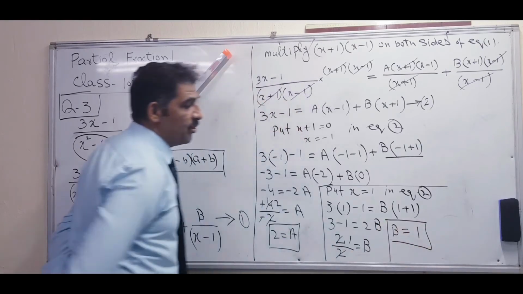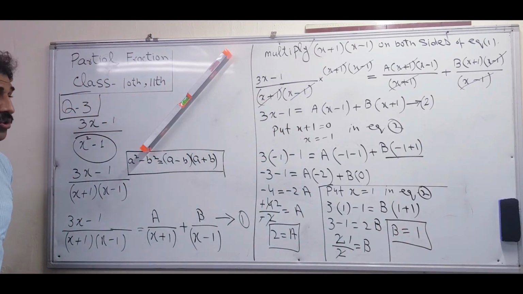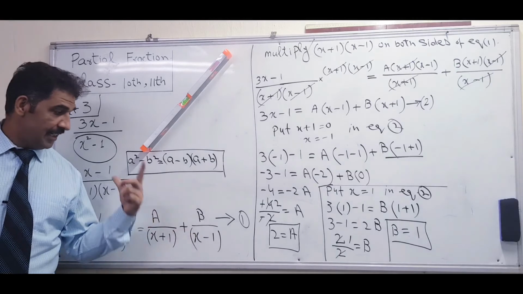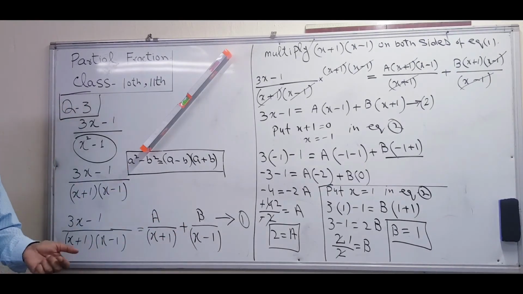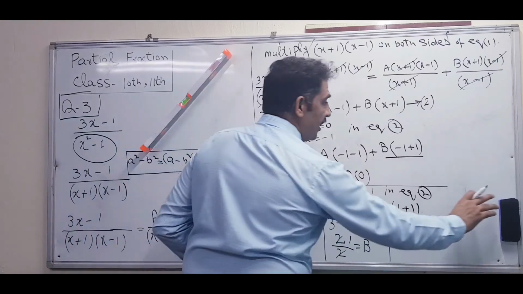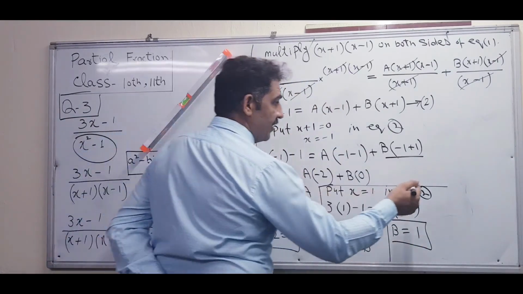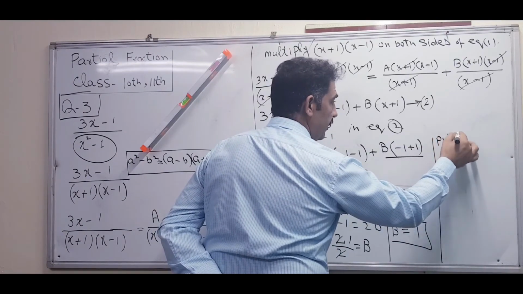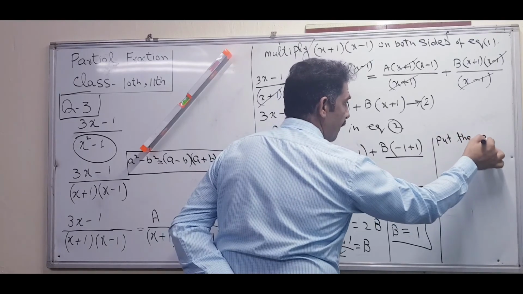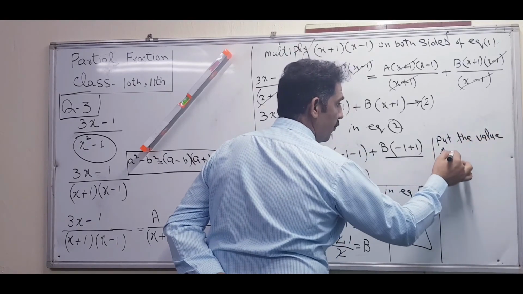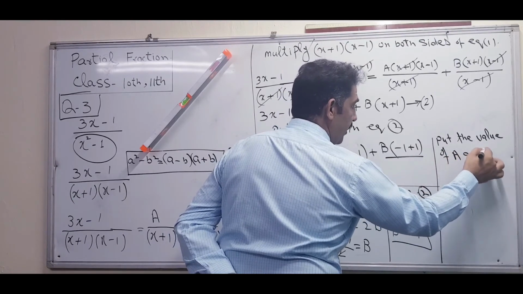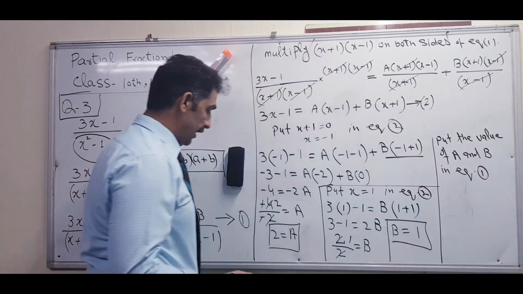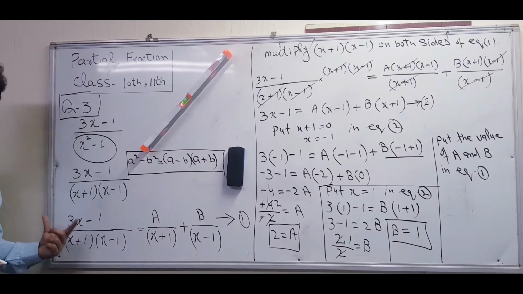So, when you get these two values, our question is solved. So, put the value of a and b in equation number 1. Then write its right hand side. That is our final answer. So, you will write it here, up to you. Otherwise, any place you want, put the value of a and b in equation 1. The left hand side remains the same. You have to write just its right hand side.